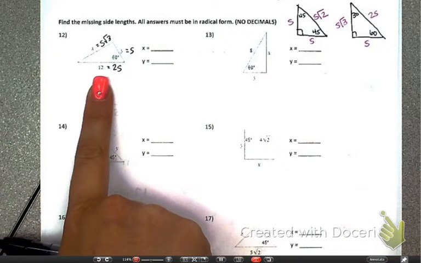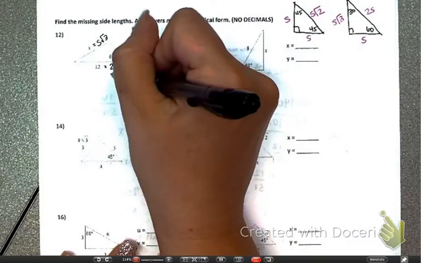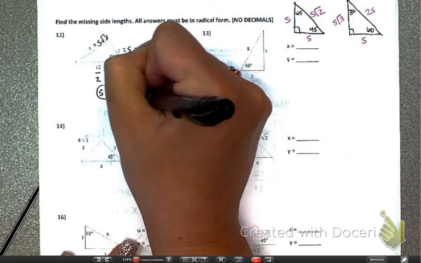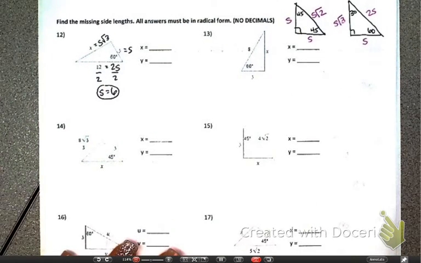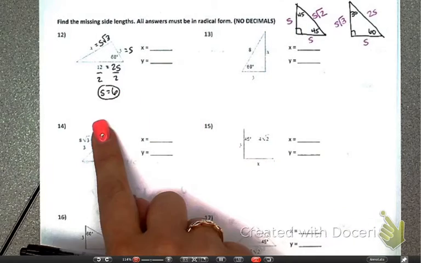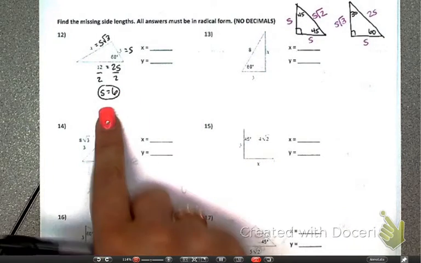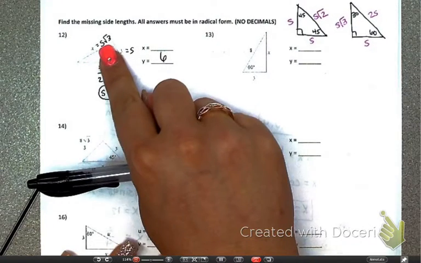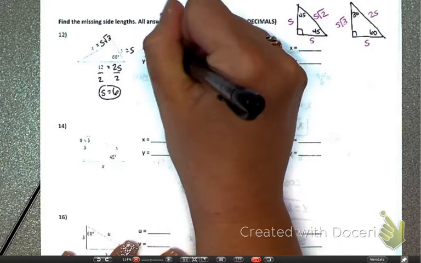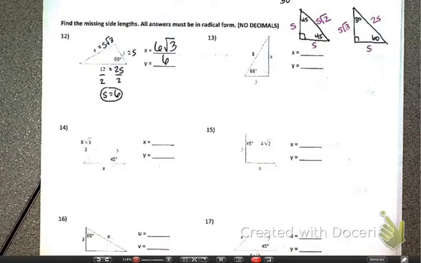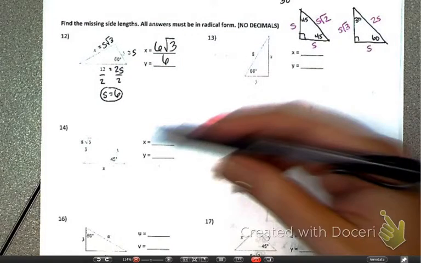Here, right? And how do I get S by itself? Divide by 2. S equals 6. It will probably be beneficial for you to show me what S is, because just in case you get these wrong, I can still give you points for getting S. Well, if S is 6, Y is 6. If S is 6, X is 6 radical 3. If you just write these answers, you will lose points. I need to see your sides labeled.